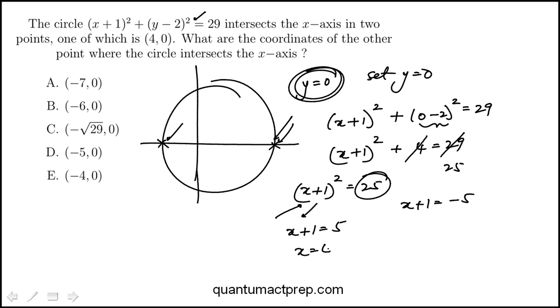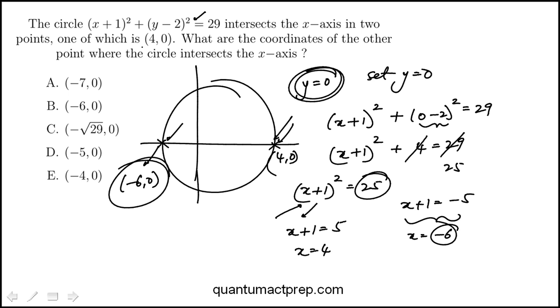This will give you 4, and that's actually this point here. That one will give you -6. Again, notice it's not drawn to scale. So that's what they've already given to us. They're asking for the coordinates of the other point, which is choice B. So this is one approach.